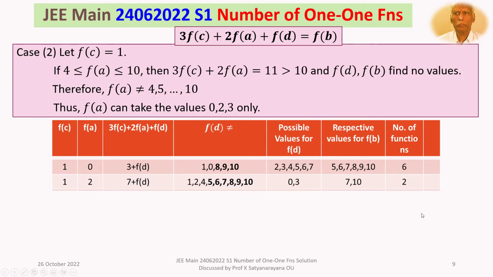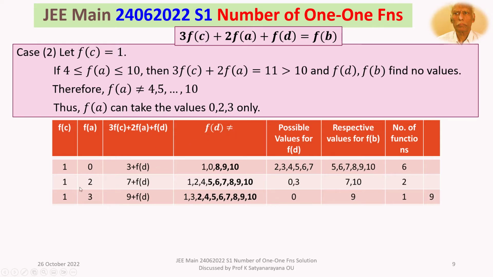It results in 2 one-to-one functions. The third case: (1, 3). If you take 1, 3, this value will become 9 plus f(d). f(d) cannot take 1, 3, and f(d) cannot take 2 to 10. Why? Because it exceeds 10. The only remaining value is f(d) = 0, and you will get one function.